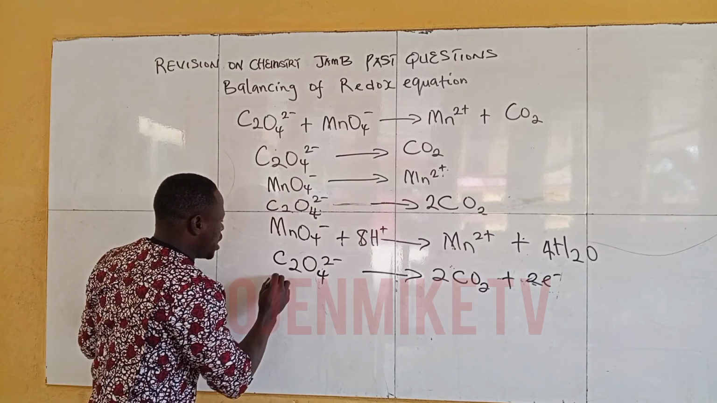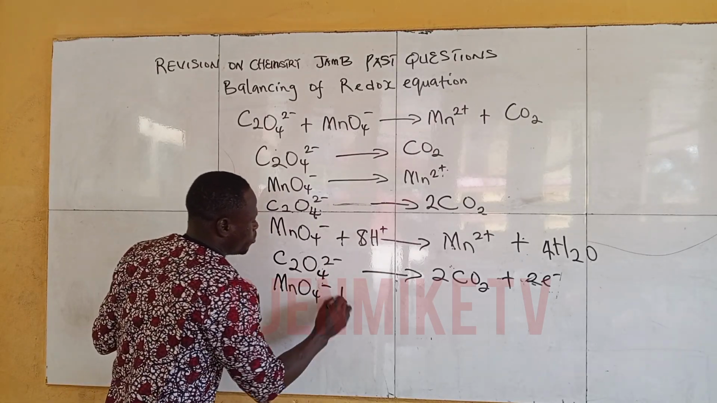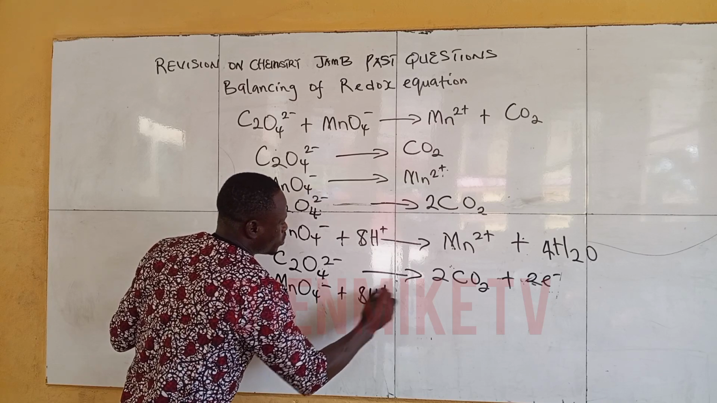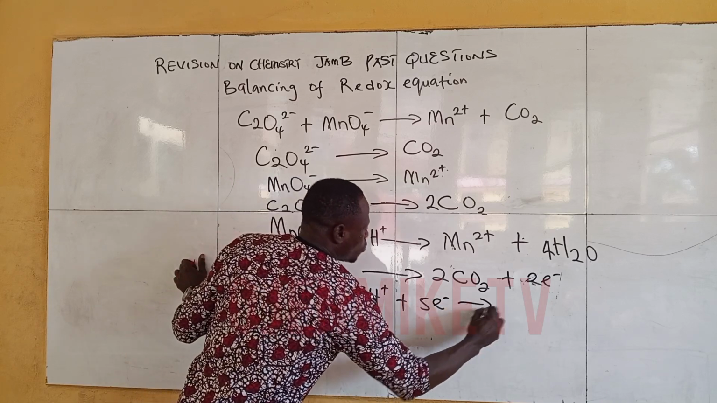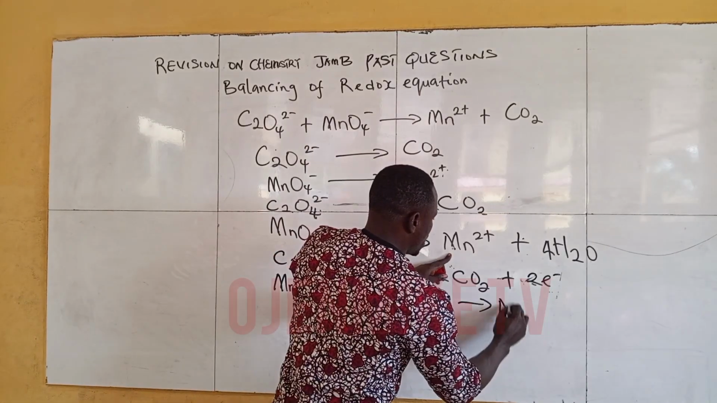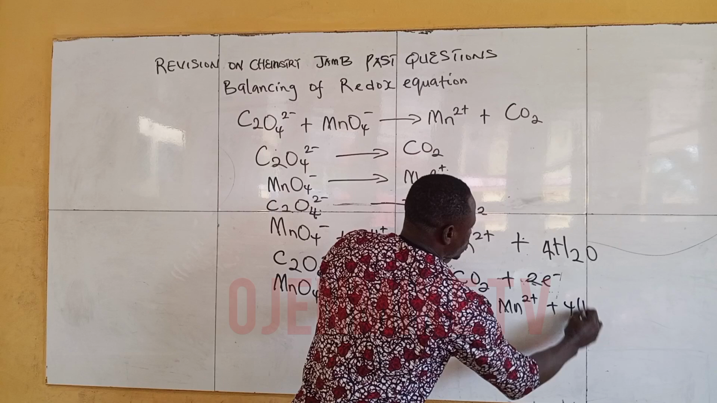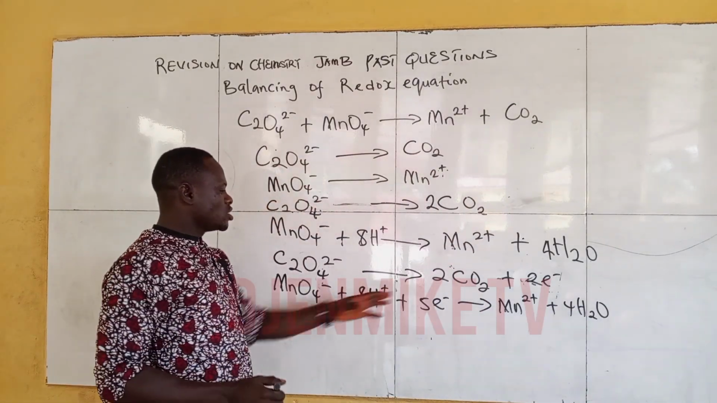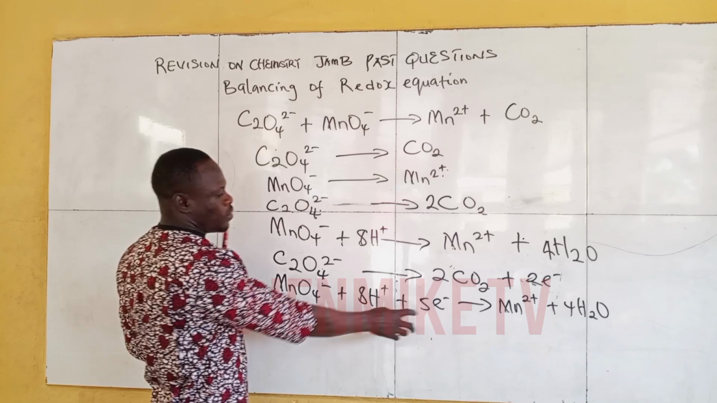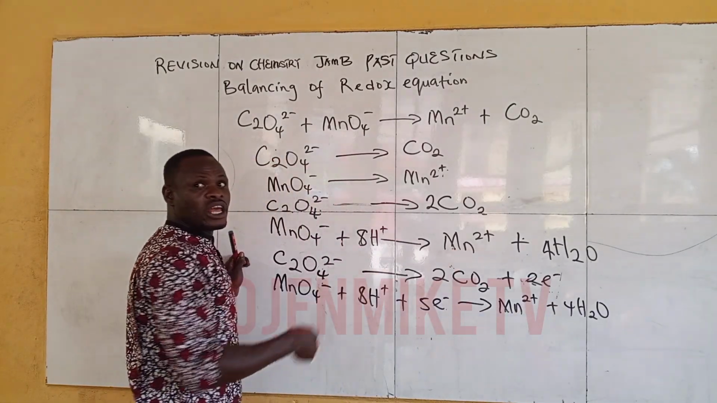So we add MnO4 minus plus 8H plus 5 electrons, which would give you Mn2 plus plus 4H2O. Now the next thing you have to do, remember here we have 5 electrons, here we have 2 electrons. You must balance the electrons.